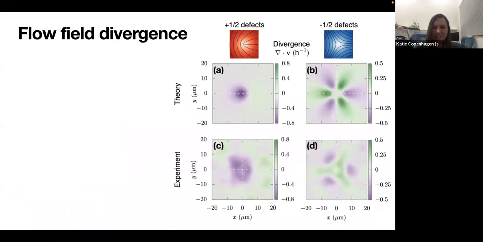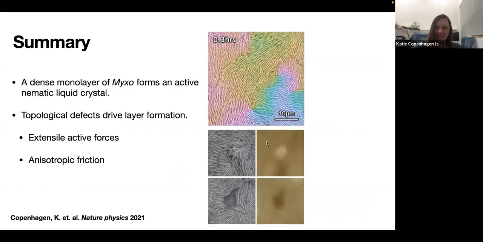We can also look at the divergence of the flow fields, and this is just another visualization of the accumulation at the center of the positive defects. We have this negative divergence in both the experiments and the theory, and then positive divergence around the negative defects. But yeah, basically that was my summary.